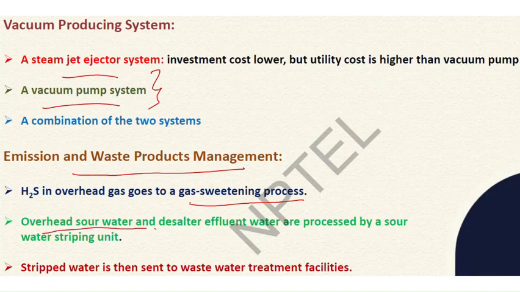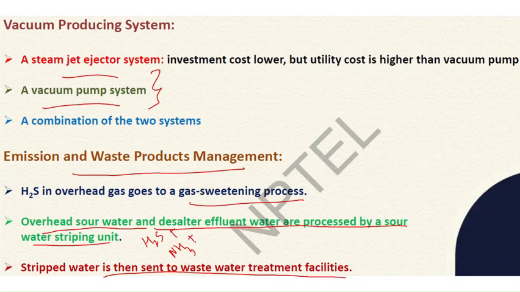Then overhead sour water and desalter effluents are processed by sour water stripping. As we know, a huge amount of water is used in the desalter, so that effluent water needs to be processed by water stripping units. Then the stripped water is sent to wastewater treatment plants. Water stripping is basically the removal of sulfur, ammonia, or salts if they are present in the water. We need to remove all of them, and then this stripped water is sent to the water purification unit.